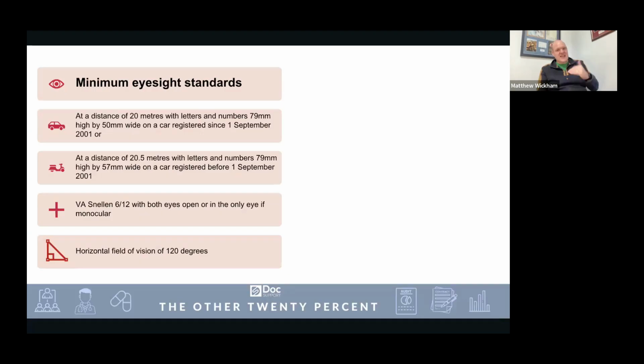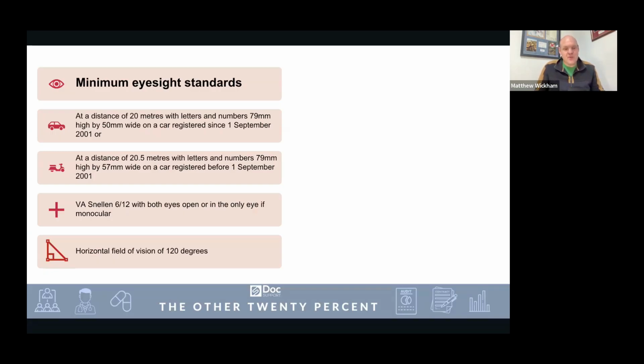Okay, so basically it's can you read a number plate? That's all they're asking about, really. So when you see all these weird sort of figures, at a distance of 20 meters with letters and numbers measuring 79 millimeters high and 50 millimeters wide on a car registered since the 1st of September 2001. So when they changed the number plates, I'm old enough to remember when they did that. Okay. Or at a distance of 20.5 meters with letters and numbers 79 millimeters high by 57 millimeters wide on a car registered before 1st of September 2001.